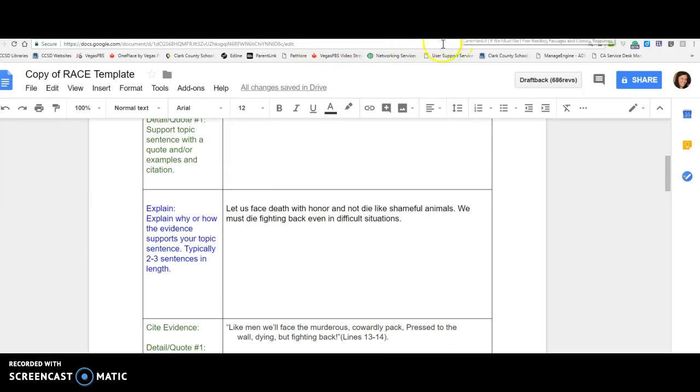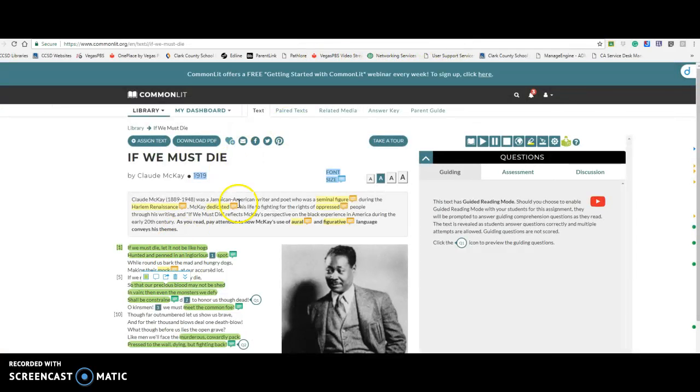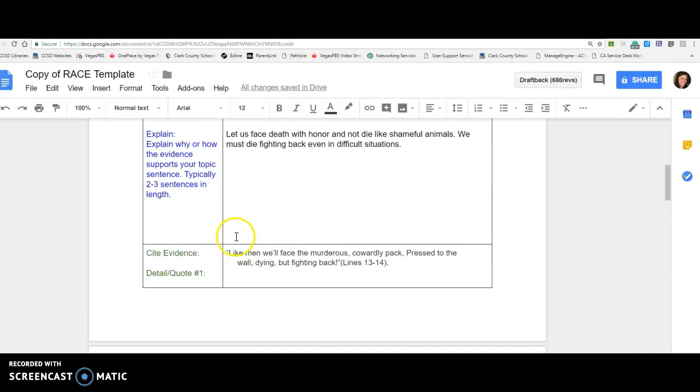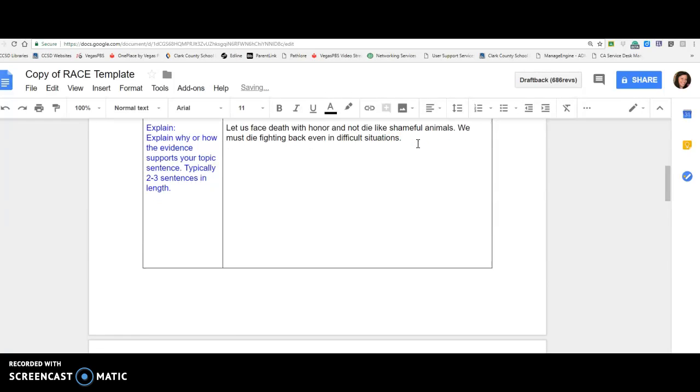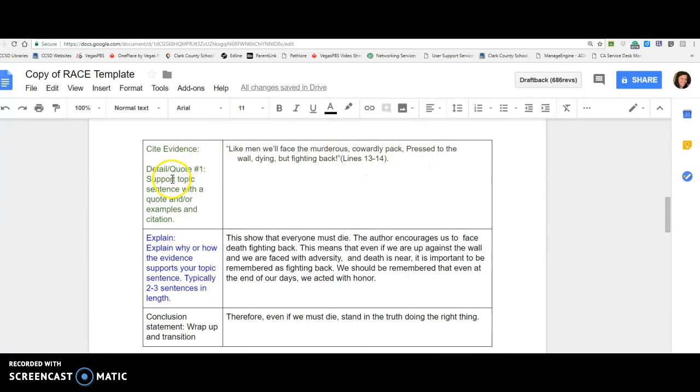So go back to your annotations. Okay, right here, whatever you put in green. And again, you're going to copy it. Let me just put it on the next page. You're going to copy it on the second evidence. So, "Like men we'll face the murderous, cowardly pack, pressed to the wall, dying, but fighting back." Again, that's in quotes because that's not my words. Lines 13 through 14, period at the end.